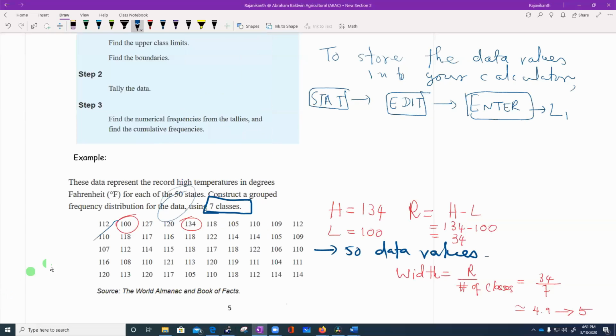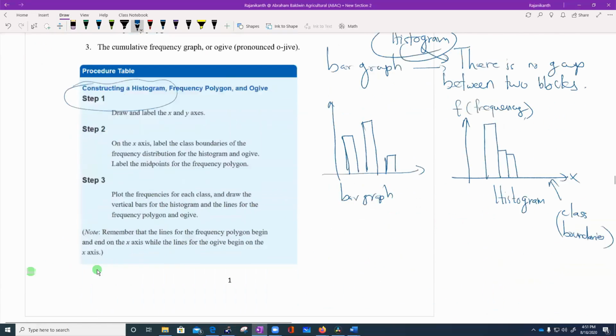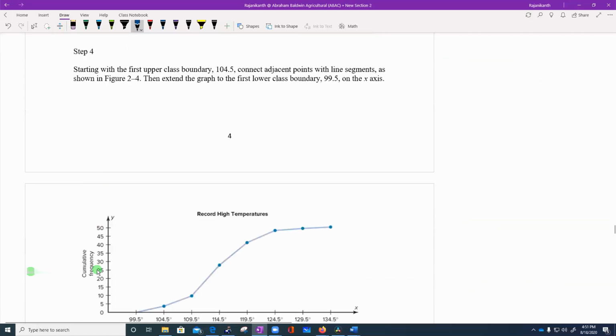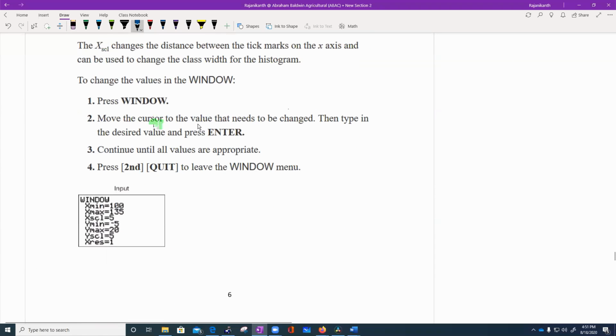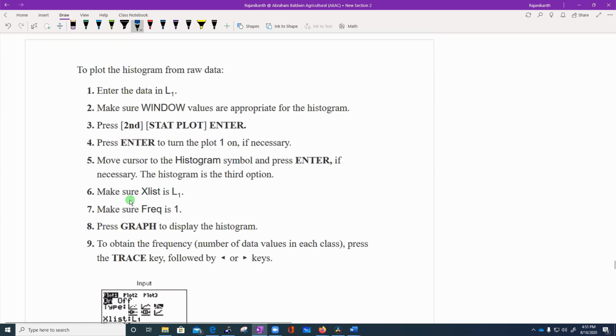Okay. So now let me go back to that direction page. Where's that? Drawing histograms. Yeah. Follow this step. To plot the histogram from your raw data, enter the data into the L1 column. We have done that already. Make sure your window values are appropriate for the histogram. Yes, we have already set the window. Now you are going to choose the correct picture. Okay. Now go to your calculator.